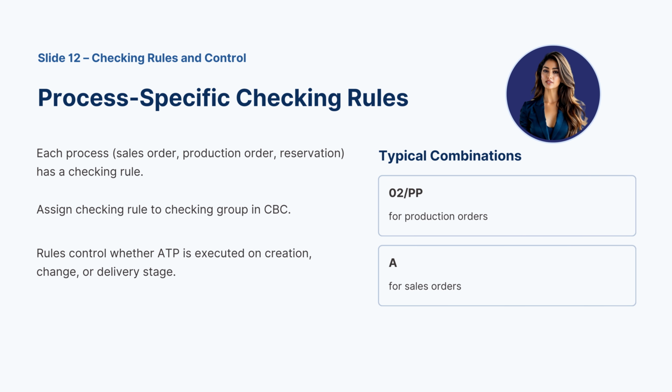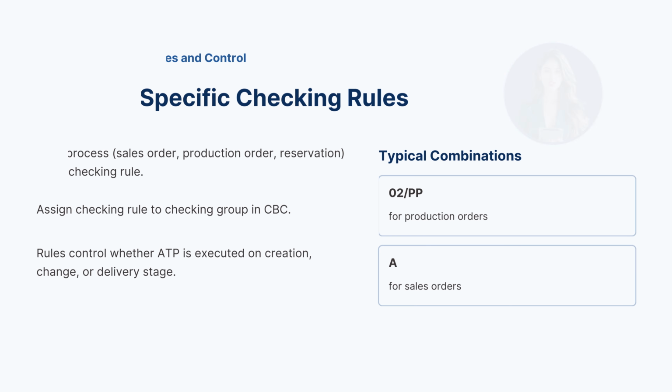Checking rules and control. Each business process uses its own checking rule. For example, sales orders use Rule A, while production orders use Rule 02PP. The checking rule determines when ATP runs, during creation, change, or delivery. Assign checking rules to checking groups in CBC for complete control of ATP execution across business areas.